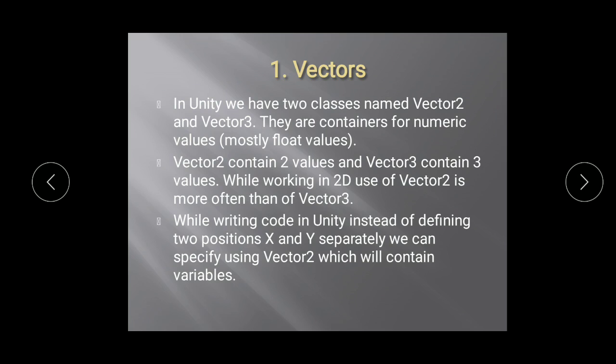Wherever we have two dimensions, when I want only the x and y axis, I will take Vector2. When I want the x, y, z axis, I will take Vector3. So Vector2 is used in 2D, Vector3 is used in 3D. While writing code in Unity using a vector class in two dimensions, we will not position x and y separately. We will just specify Vector2, which will contain the actual variables, so the variables will be automatically inserted. We just have to use the proper class for identifying the vector.